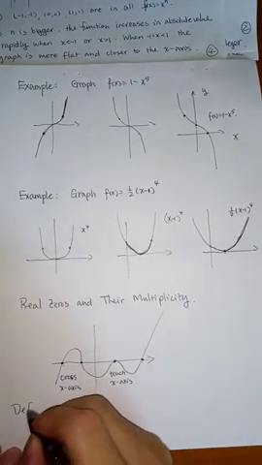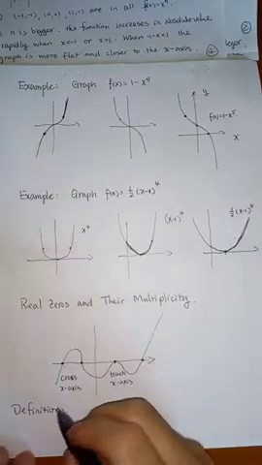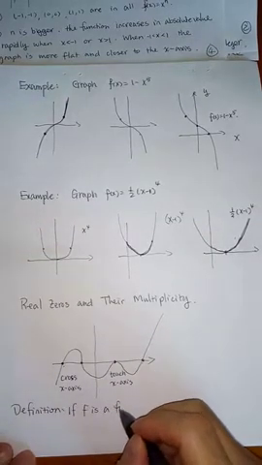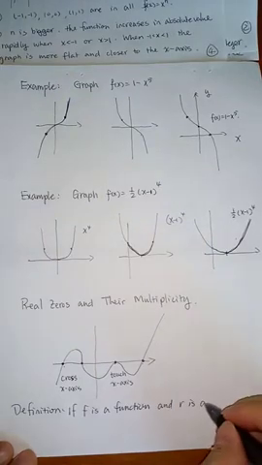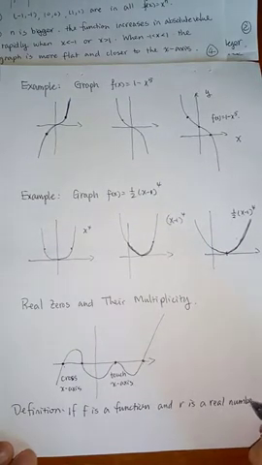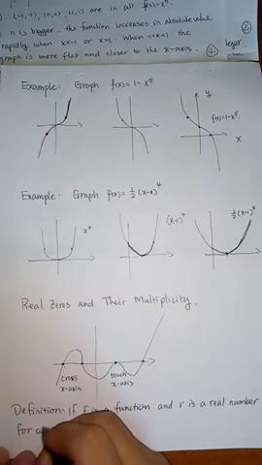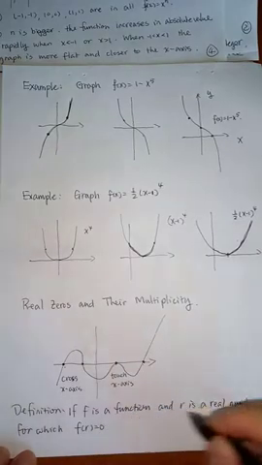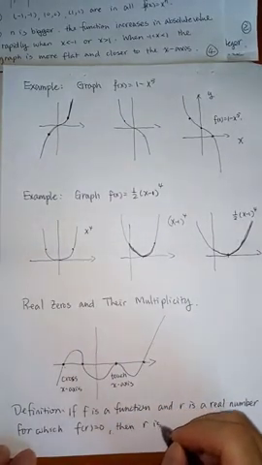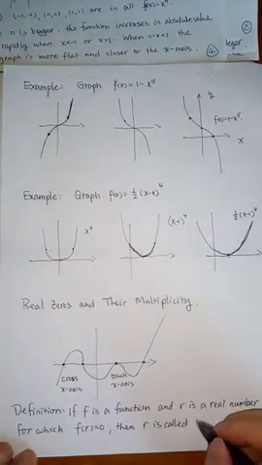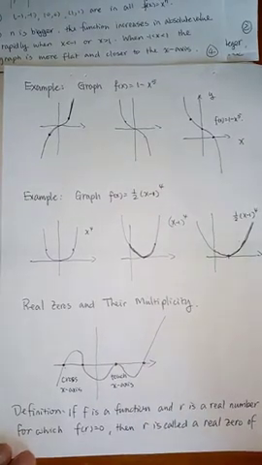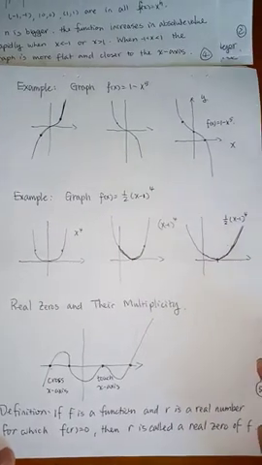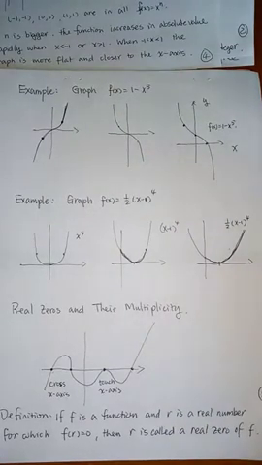Okay, so first let's see the definition. If f is a function and r is a real number for which f(r) is equal to 0, then r is called a real zero of f. So whenever it makes the function equal to 0, it's called the real zero.